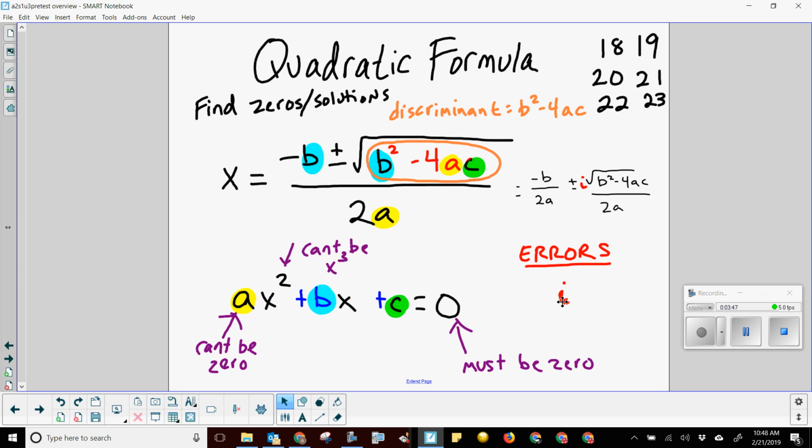This I we'll talk about here in a moment. If it asks, hey, what goes underneath here? Well, that's just b squared minus 4ac. This is called the discriminant. We'll talk a little bit more about this.